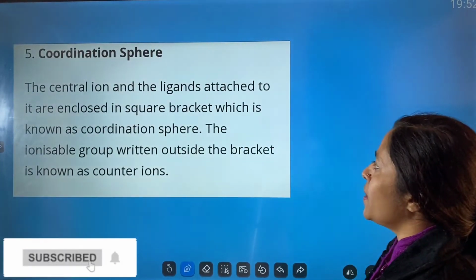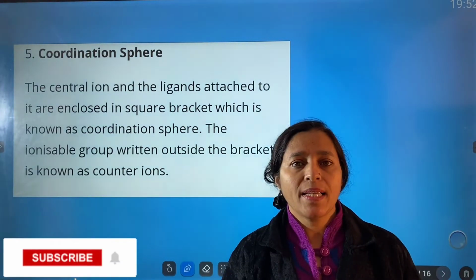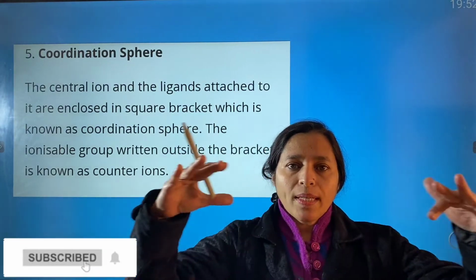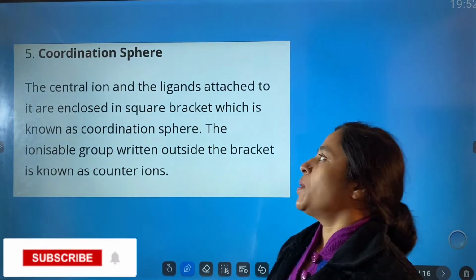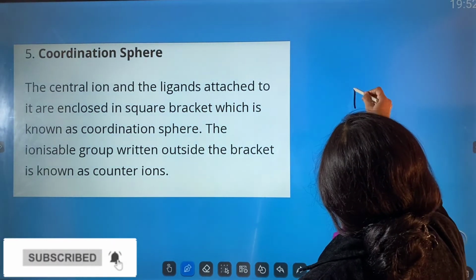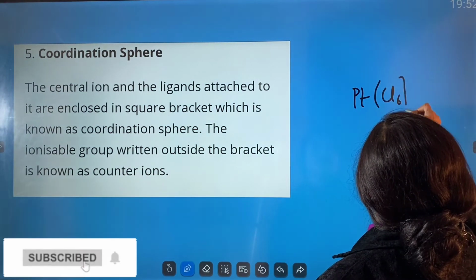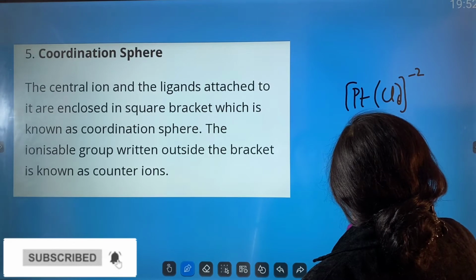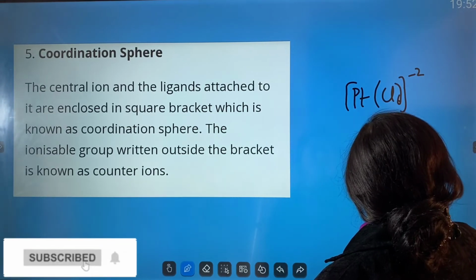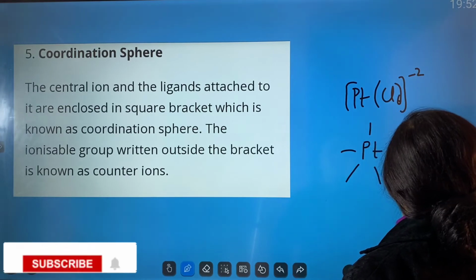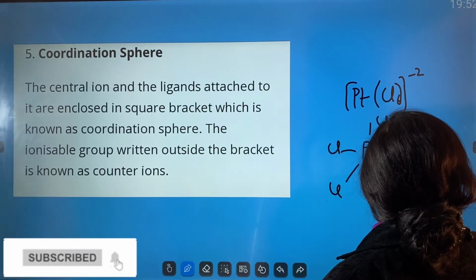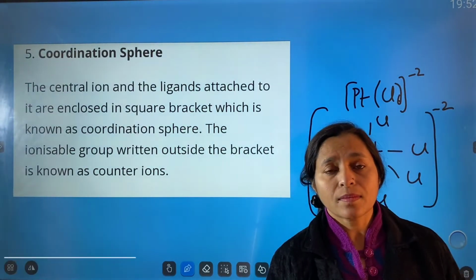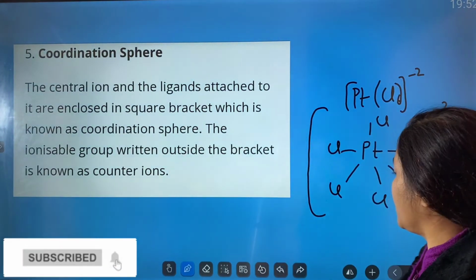Now what is coordination sphere? That is, there is a central metal ion. It is linked with the ligands. So the central metal ion as well as the ligands, the whole complete family of this, is known as the coordination sphere. Let's have a look over it. This Pt is linked with 6 chlorine atoms, okay? This whole structure that has been bounded in the square brackets is known as the coordination sphere.